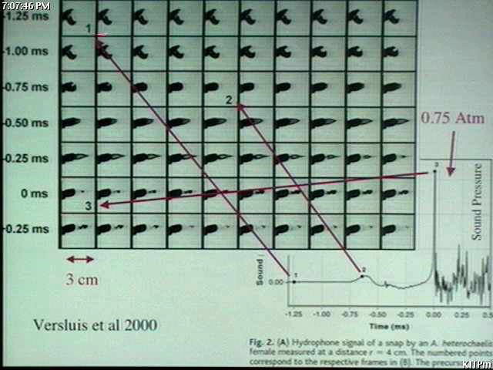So let's look at some of these movies, because this is the fun part. Okay, so this is looking down the claw. Here's one piece, here's the other. So this is going to snap shut. Okay, so let's run that. Hopefully it'll work. Okay, there's no soundtrack for this. That really happened in a millisecond, right? So they've really slowed it down for us.